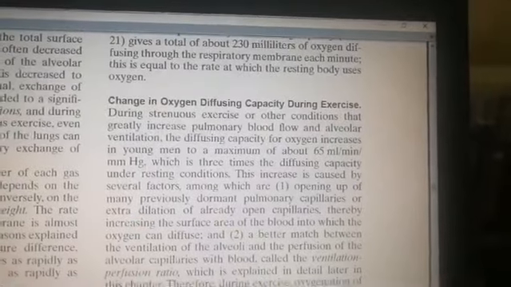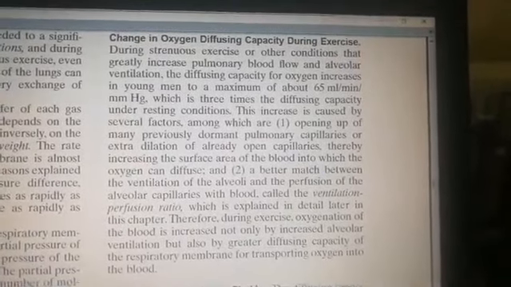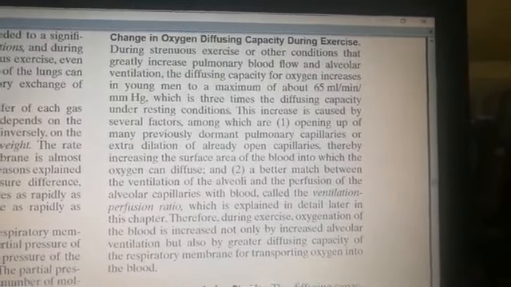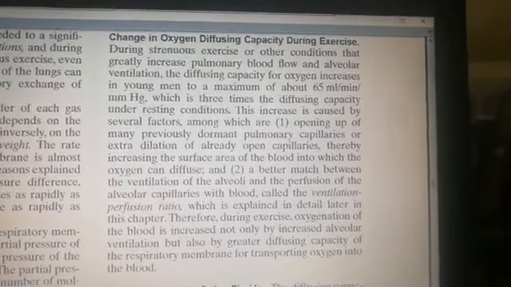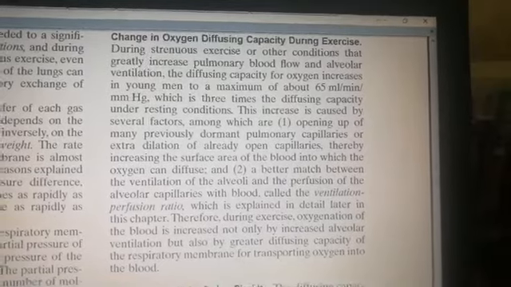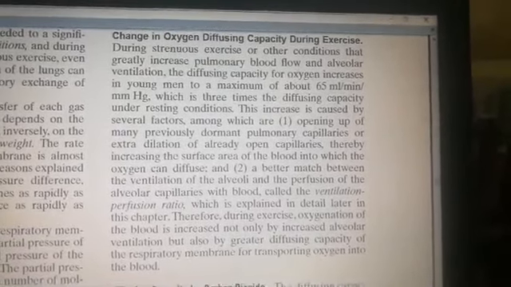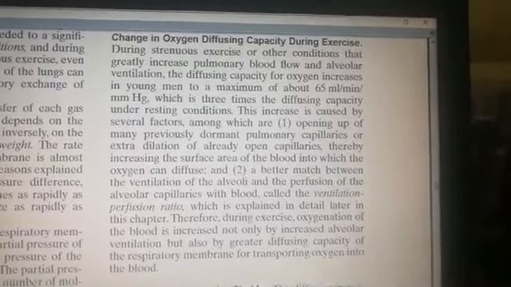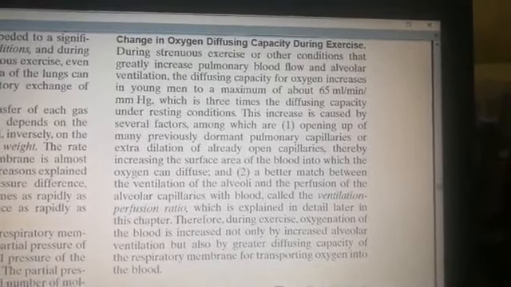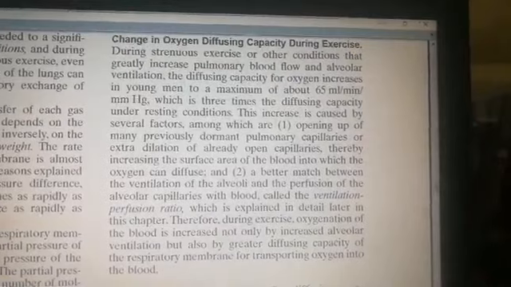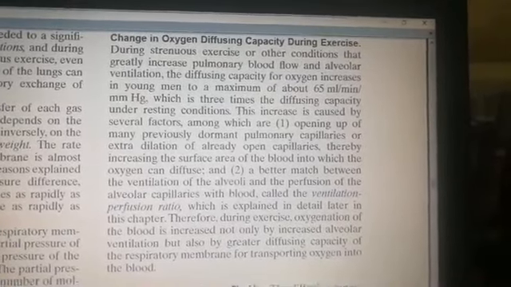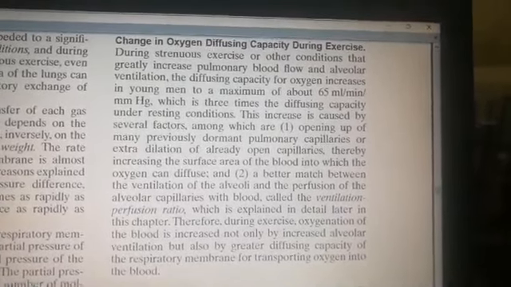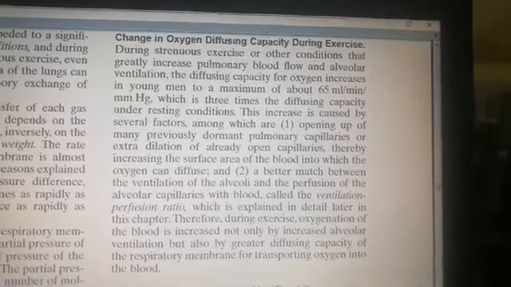So, change in oxygen diffusing capacity during exercise: during strenuous exercise or other conditions that greatly increase pulmonary blood flow and alveolar ventilation, the diffusing capacity for oxygen increases in young men to a maximum of about 65 ml per minute per millimeter of mercury, which is 3 times the diffusing capacity under resting conditions, which is 21 ml per minute per millimeter of mercury. This increase is caused by several factors.